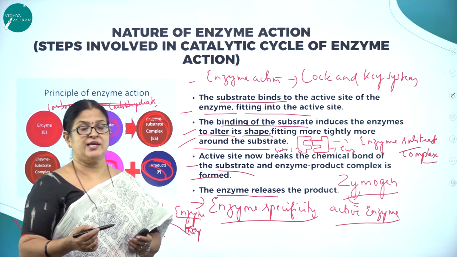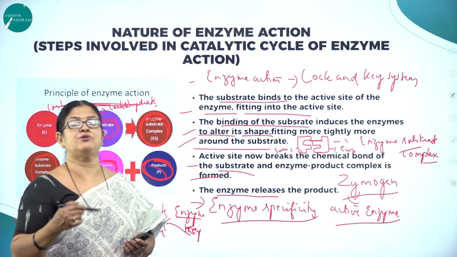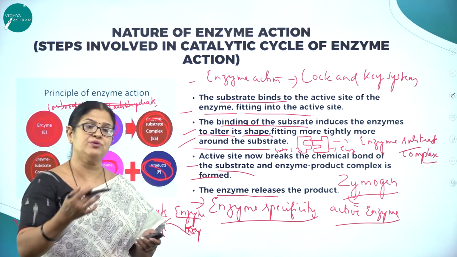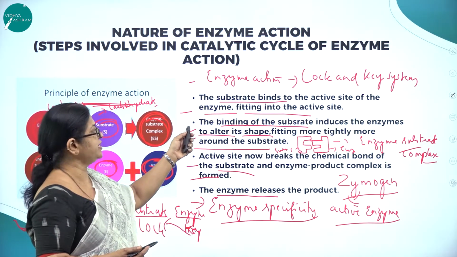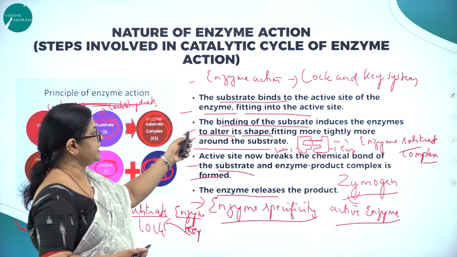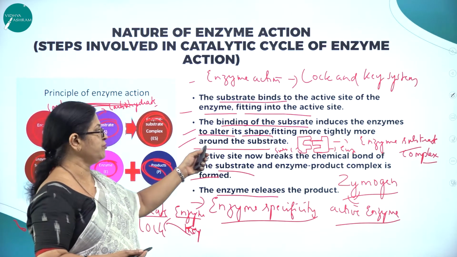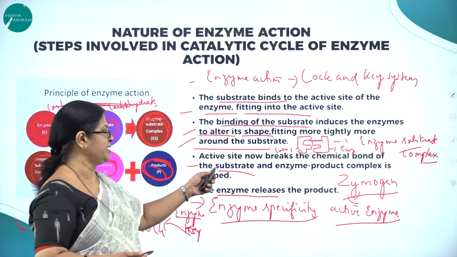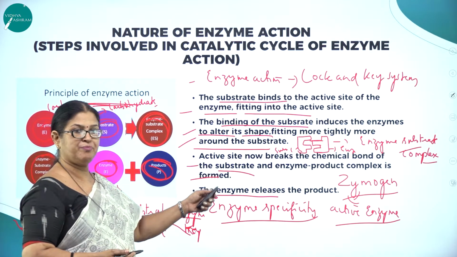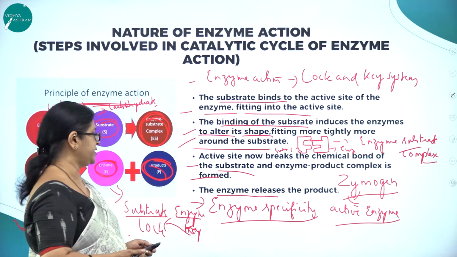So this enzyme can be used again and again. As I said, enzymes are neither used up in a chemical reaction nor is the structure altered. It can be used again and again. So the substrate binds to the active site of the enzyme, fitting into the active site. Then the binding of the substrate induces the enzyme to alter its shape, fitting more tightly around the substrate. Then the active site now breaks the chemical bond of the substrate, and enzyme product complex is formed. The enzyme releases the product.